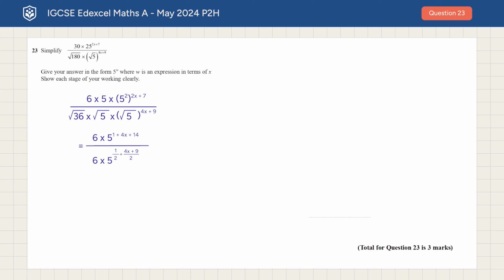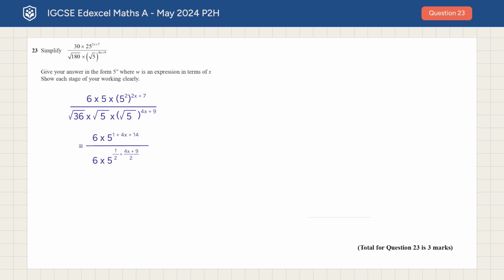Next, the square root of 5 to the power of 4x plus 9. Since the square root is a power of a half, times 4x is 2x, and a half times 9 is 4.5. So we can simplify it into 5 to the power of 2x plus 4.5. Combining these, our denominator is 6 times 5 to the power of a half times 5 to the power of 2x plus 4.5. Adding those exponents gives us 6 times 5 to the power of 2x plus 5.